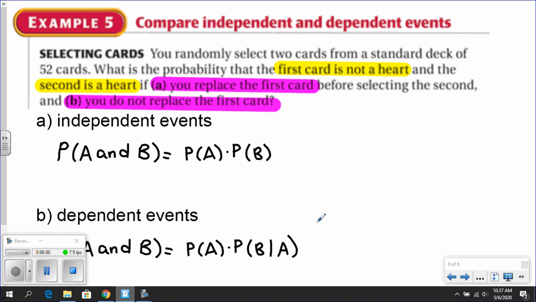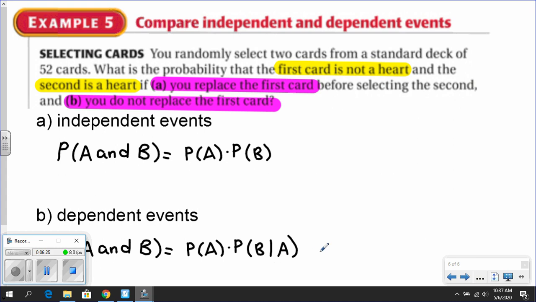All right, here's our last example, selecting cards. You randomly select 2 cards from a standard deck of 52 cards. What is the probability that the first card is not a heart and the second card is a heart? If A, you replace the first card before selecting the second, and B, you do not replace the first card.